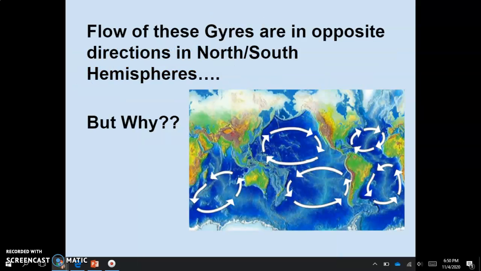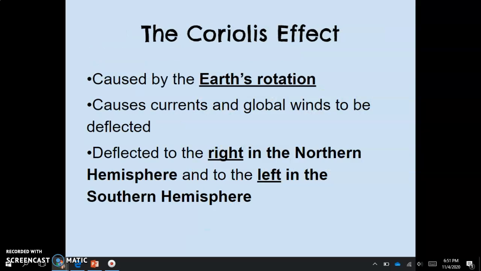So the flow of these gyres, meaning the circular motion that they move in, is in opposite directions in the northern and the southern hemisphere. But why? Why is that? And that comes to our third thing that affects our ocean currents, and that is the rotation of the Earth. So today's lesson that we really need to drive home is this idea of the Coriolis effect. And this is caused by the rotation of the Earth.